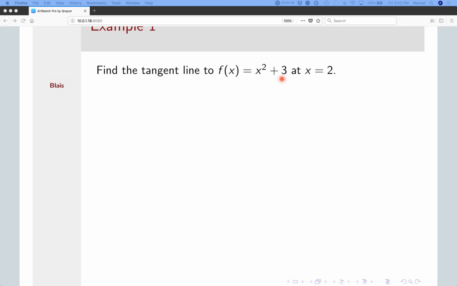Suppose we're given the function f of x equals x squared plus 3, and we want to find the tangent line to this curve at x equals 2. So the first thing we need to do is calculate this derivative. And so we have the limit as h goes to 0 of f of x plus h minus f of x over h.